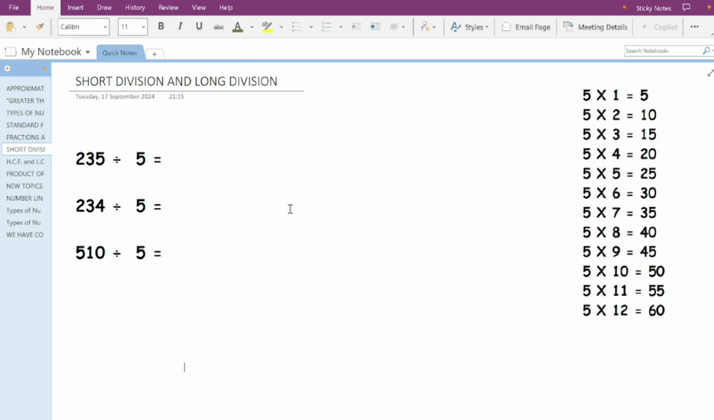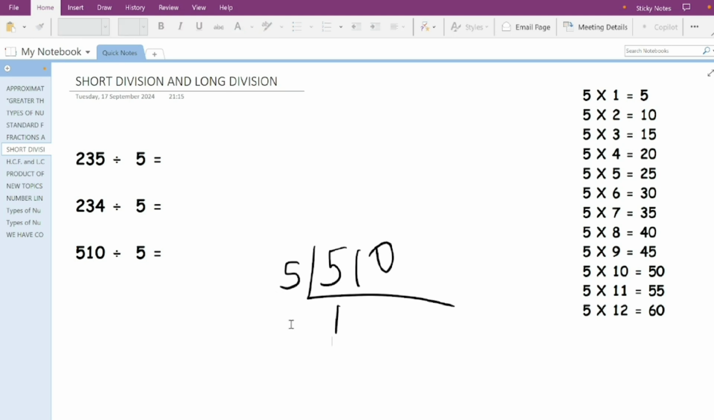What if you are using short division? Let's do this question with short division. We have 510 divided by 5. So we go 5 in 5, 1. 5 can go in 5. 5 in 1, it can't go. Some people just join the 5 in 10 and they write 5 in 10 is 2, they write 12.